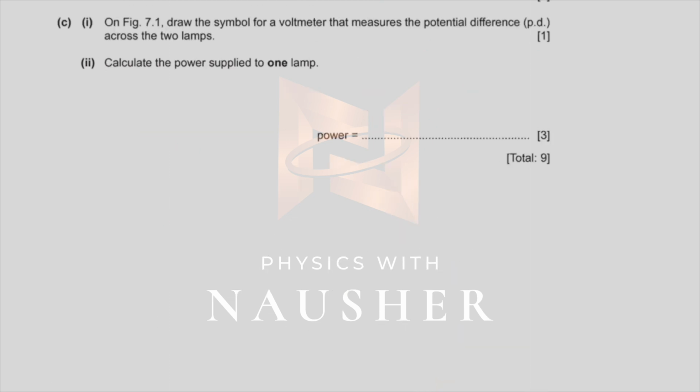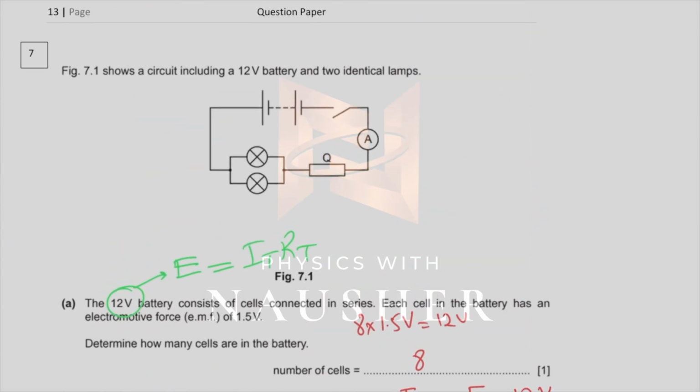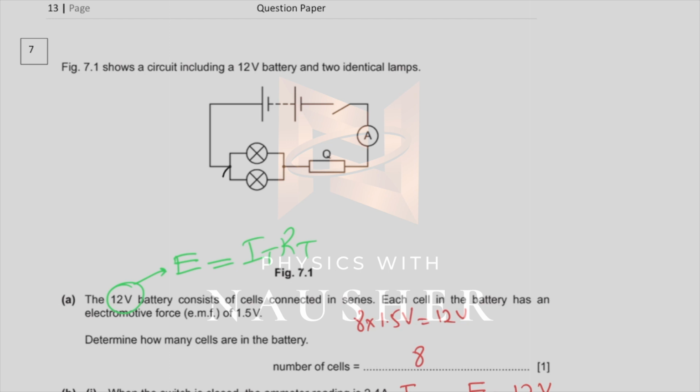All right, so in the next part, they say that you have to draw a symbol for the voltmeter that measures the potential difference across the lamps. So this is how you show the voltmeter being connected across the lamps.